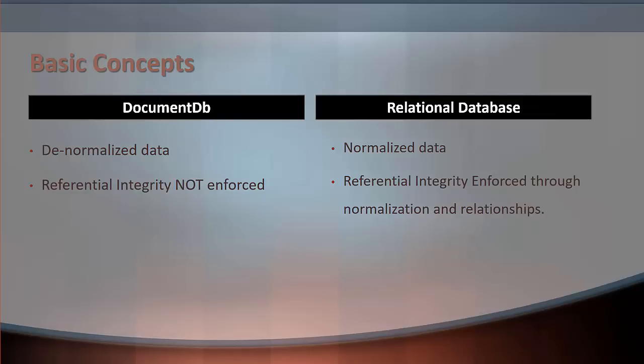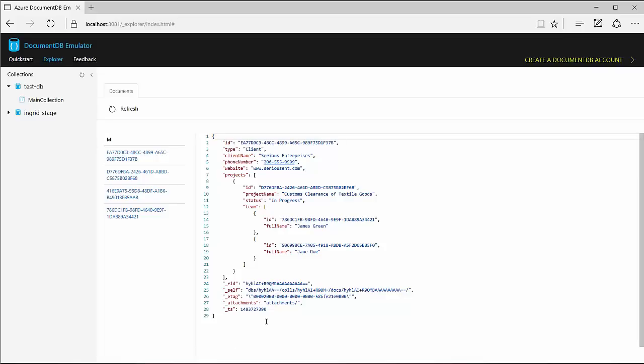So you may say, wait a second, this really is a recipe for disaster because we're duplicating data all over the place and nobody's enforcing any kind of integrity in this database. So what's going to happen? So let's look at the actual example.